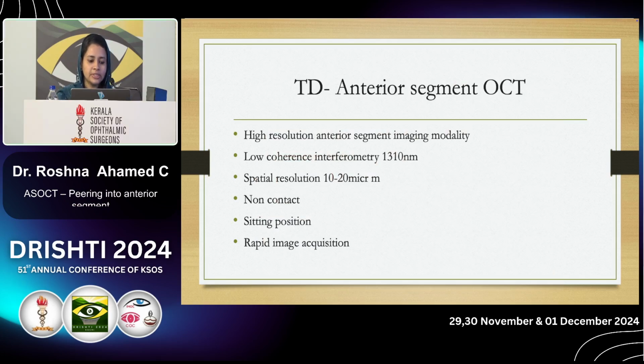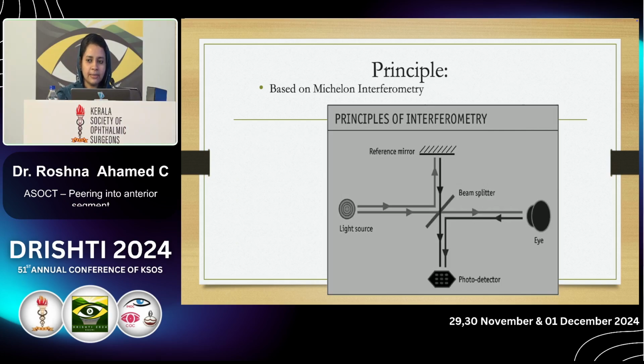Anterior segment OCT is a higher resolution anterior segment imaging modality. It uses low coherence interferometry of 1310 nanometers. It has a spatial resolution of 10 to 20 micrometers. It is done non-contact, in the sitting position. The principle is the same as the other OCT, Michelson interferometry.